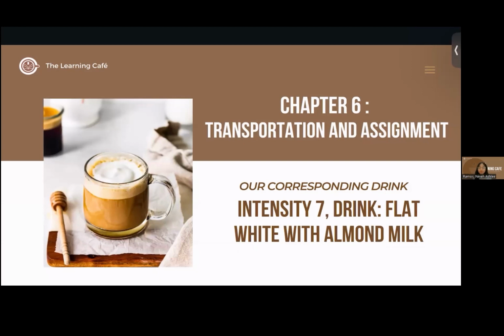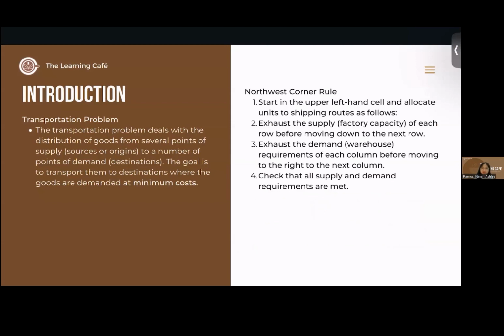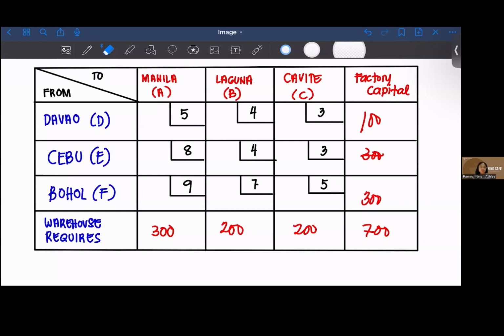which is the transportation and assignment problem. So you might be wondering what this topic is all about, and it talks about the minimization of cost when it comes to transportation, while minimization of time for assignment problem. So for our first transportation problem, we have an executive furniture corporation that manufactures coffee shop tables at 3 locations, which are Manila, Laguna, and Cavite. And the firm distributes through regional warehouses.